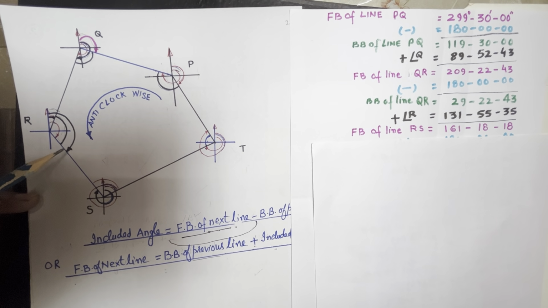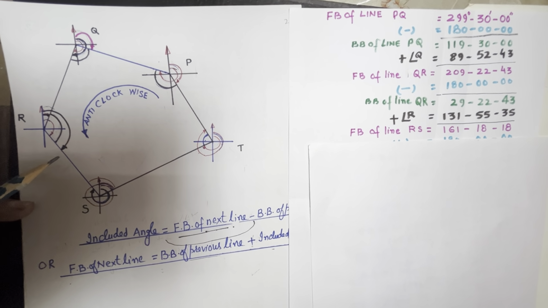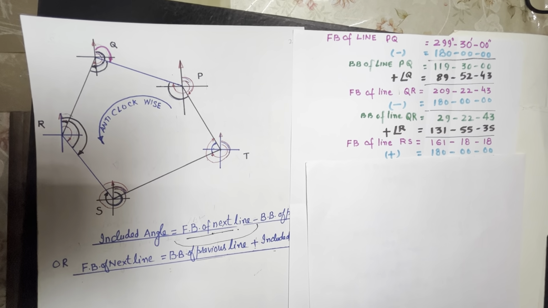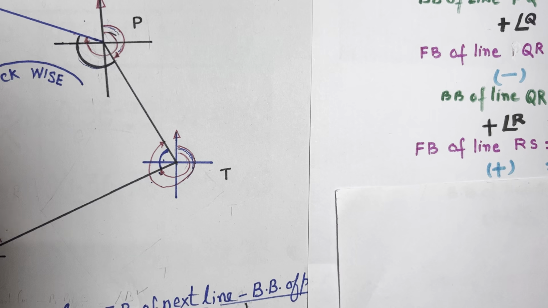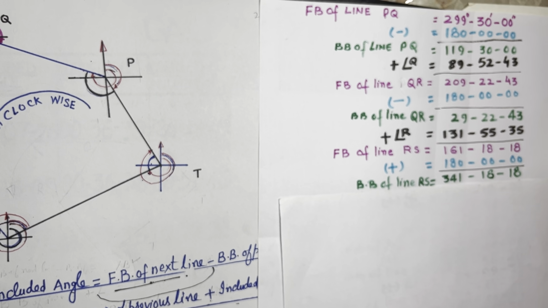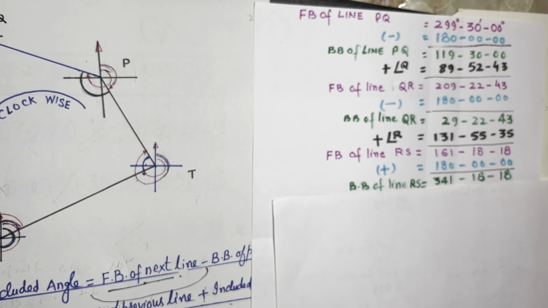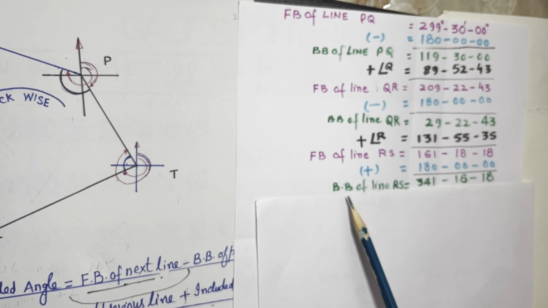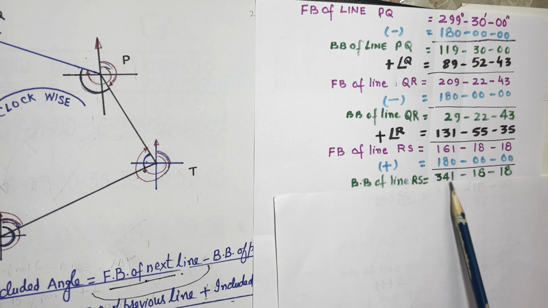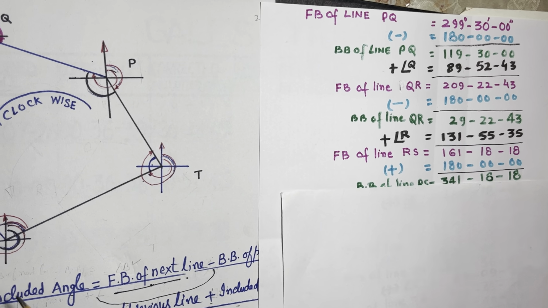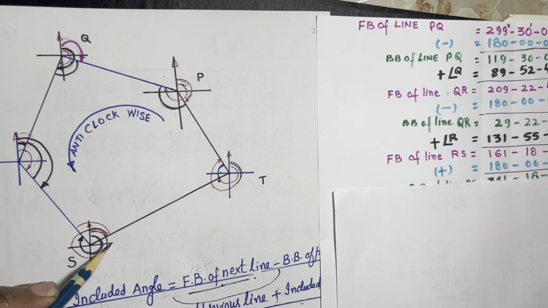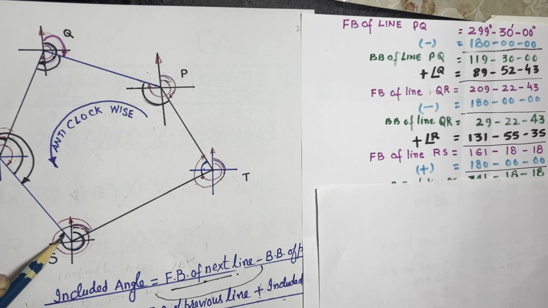So again, similarly, from the fore bearing we can find the back bearing by adding 180 degrees. This will give me 341 degrees 18 minutes and 18 seconds. So this is the back bearing of line RS. You can see from here, this angle is the back bearing of line RS.